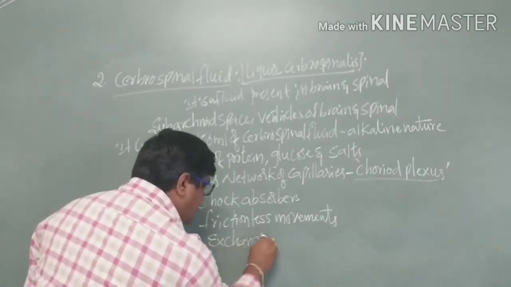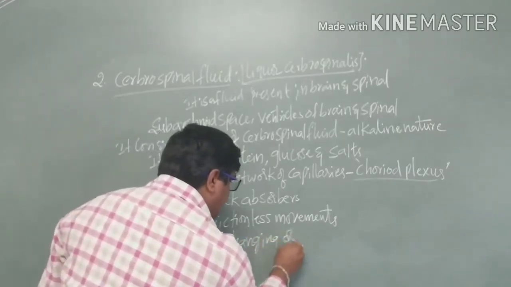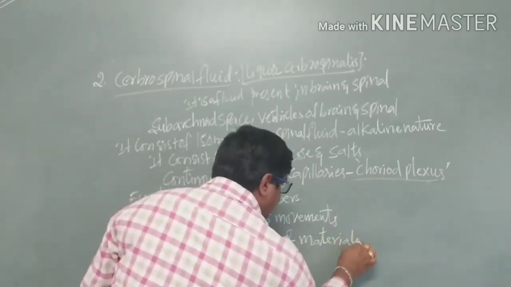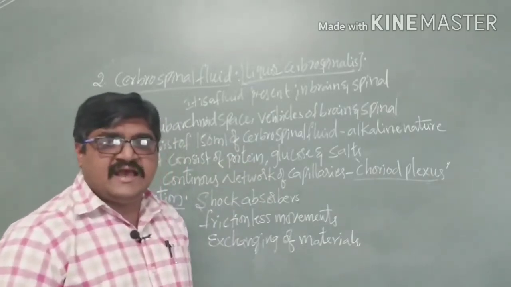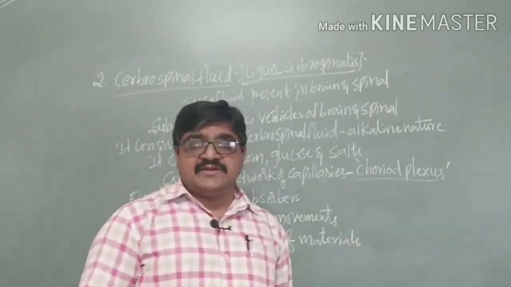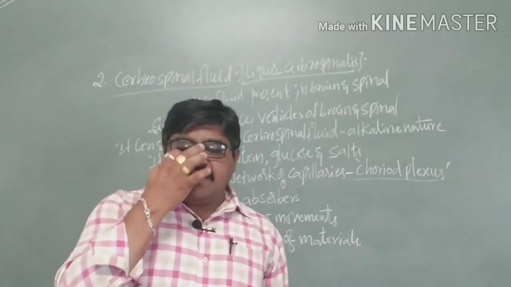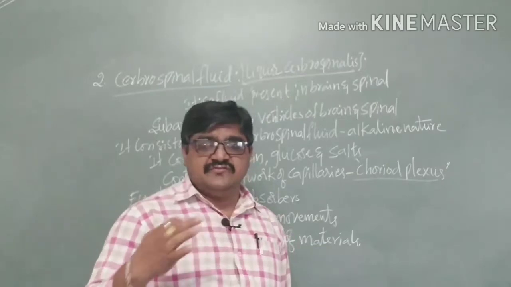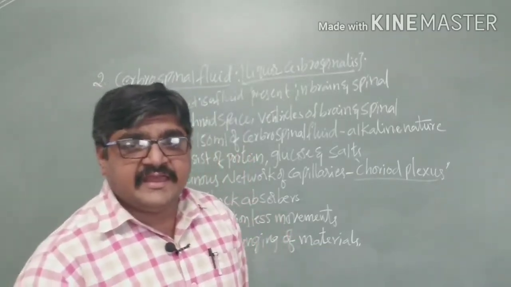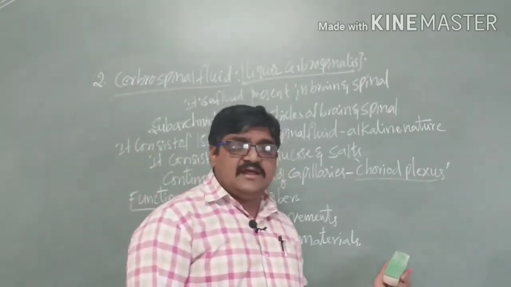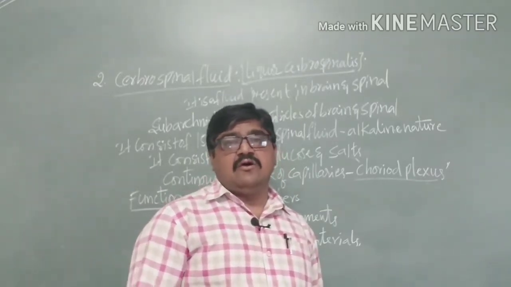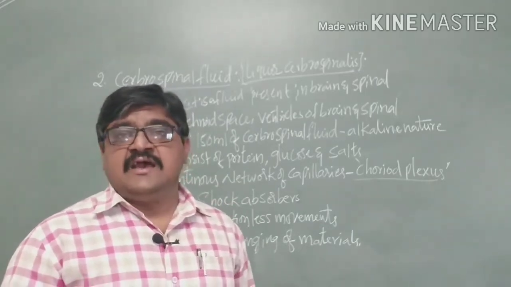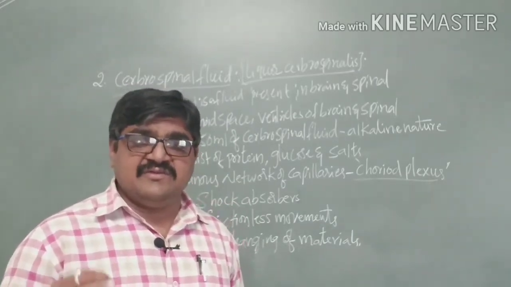These are helpful for the exchanging of materials like glucose, as well as the exchanging of respiratory gases, that is oxygen and carbon dioxide. From the brain and spinal cord, oxygen diffuses in and carbon dioxide will be taken outside. It also acts as an excretory organ, so it is helpful for exchanging materials and gases, as well as the collection of waste.